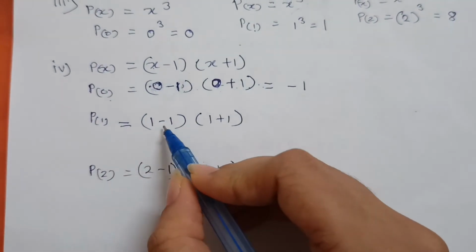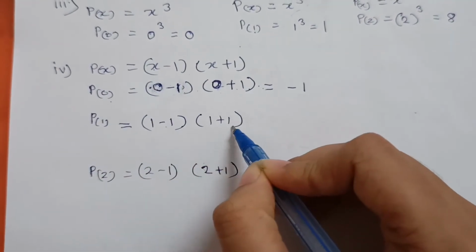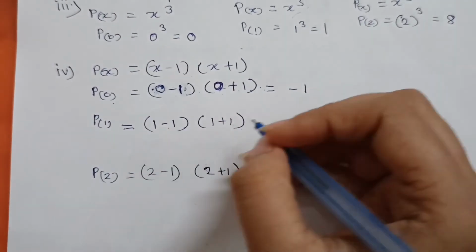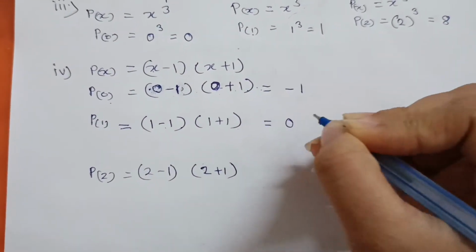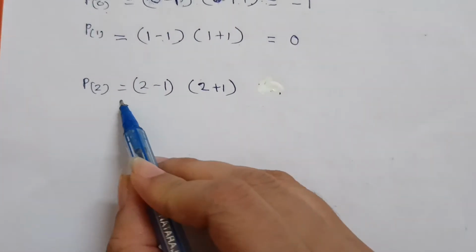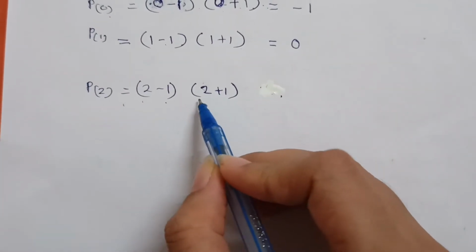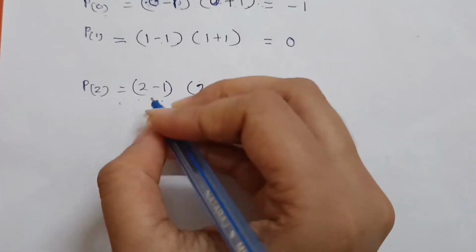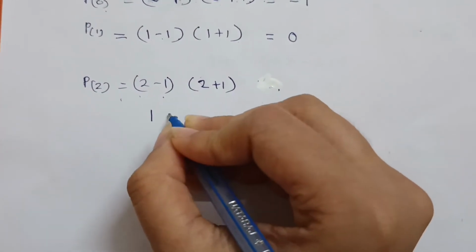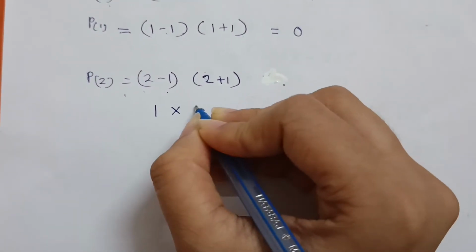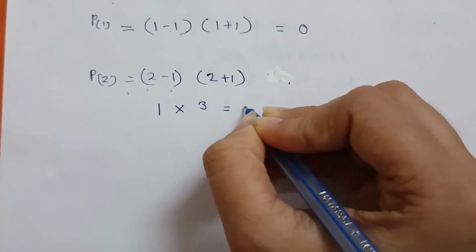P(1) is equal to (1 minus 1) multiplied by (1 plus 1). Here we will get 0. P(2) is equal to (2 minus 1) multiplied by (2 plus 1). So 2 minus 1 is 1, multiplied by 2 plus 1 which is 3. So the answer is 3.